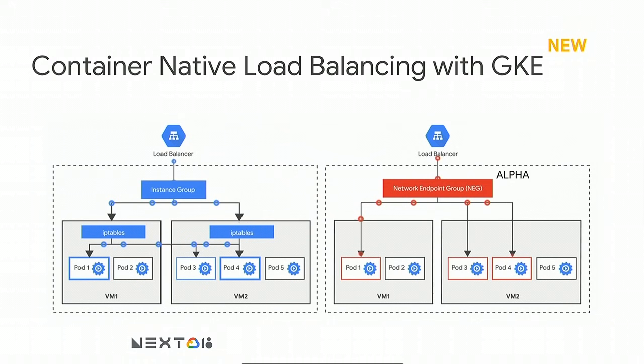What this makes is an experience that makes load balancing much like the way we do it across VMs, right? We're able to health check against the individual pods. We're able to route directly to them without being rerouted through IP tables rules. And it really, again, demonstrates unique properties of Google Kubernetes Engine. This is a feature in alpha, but certainly keep an eye on it.